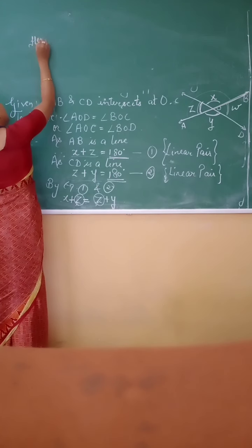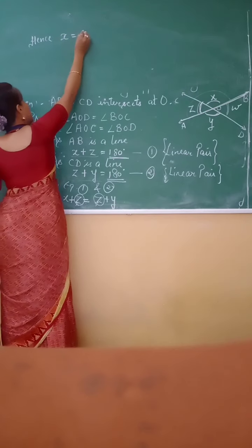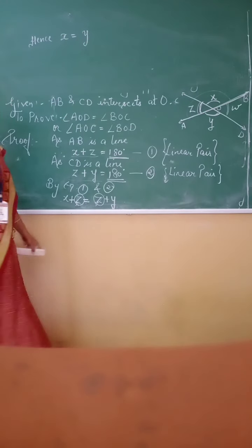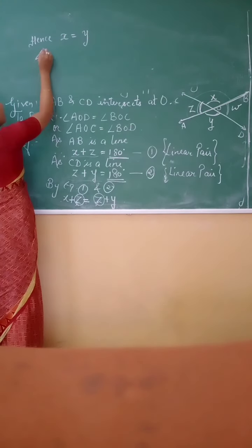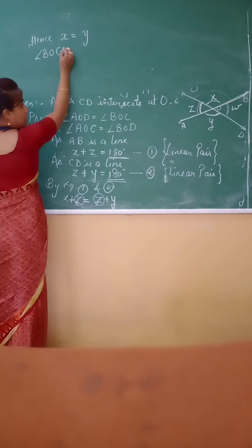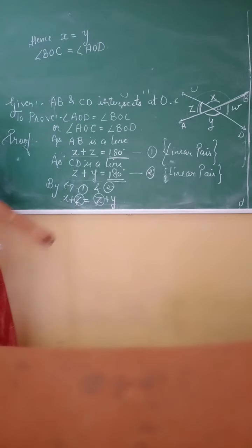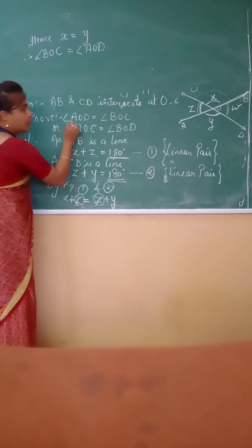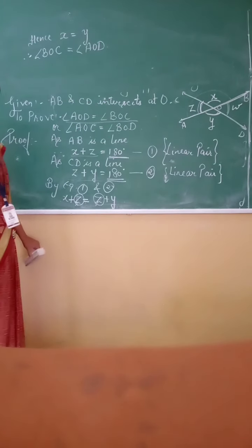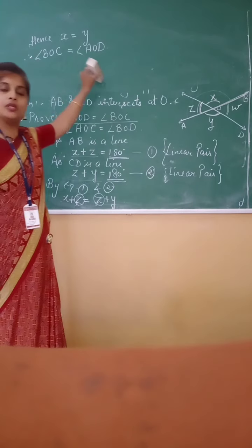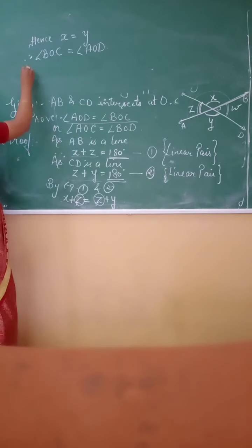Hence x is equal to y. Angle x means it is angle BOC is equal to angle AOD. This is what we have to prove. Angle AOD is equal to angle BOC. So here we have got that BOC is equal to AOD.